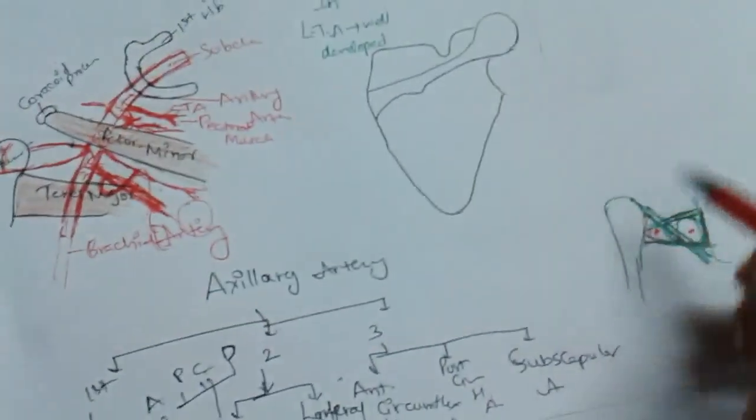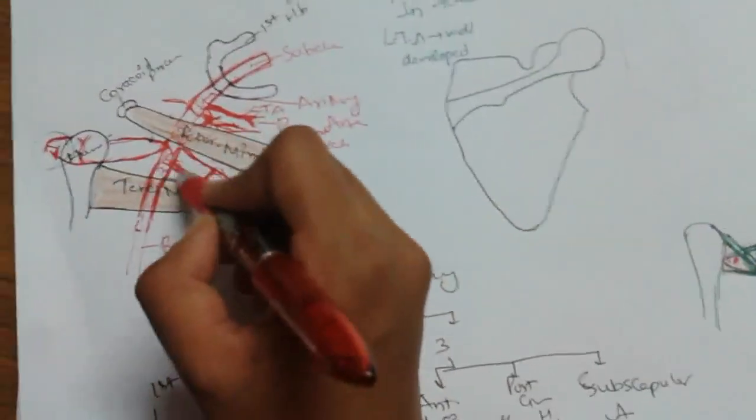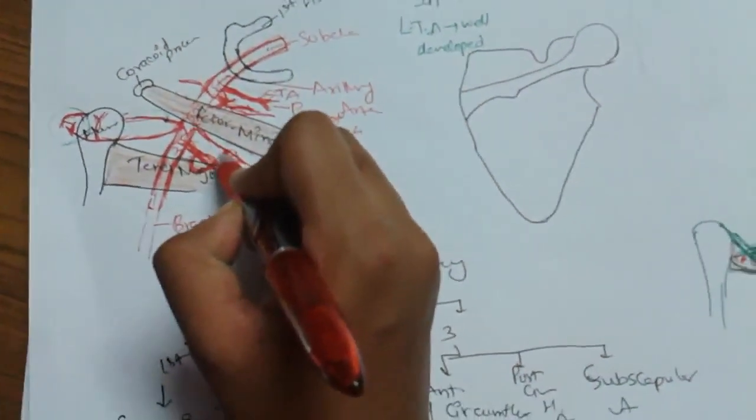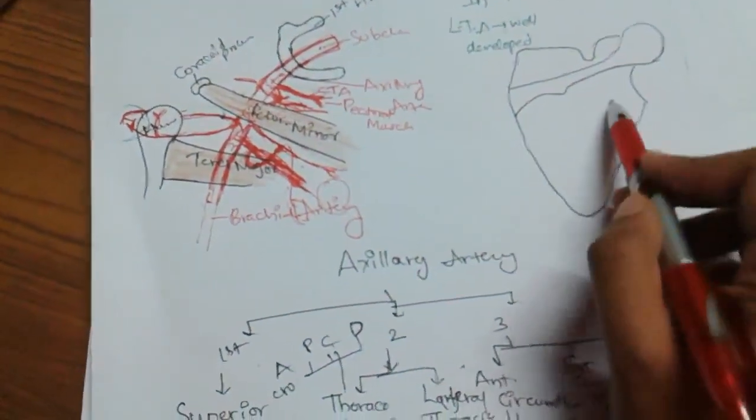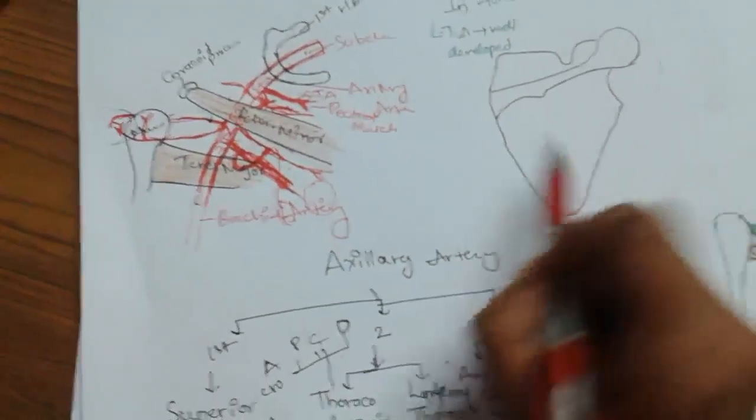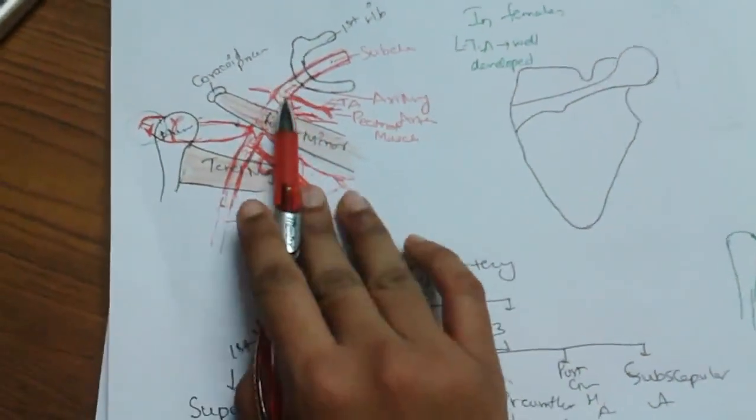This circumflex scapular artery passes through the upper triangular space, and it gives numerous branches, and it enters the infraspinous fossa, and then it gives many branches. So all these are the axillary artery.